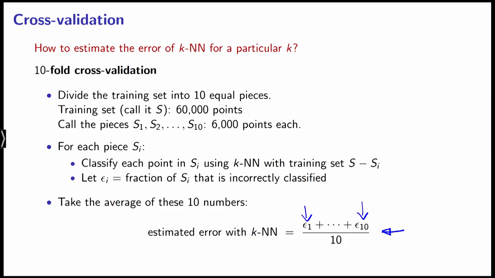What I've described here is called tenfold cross-validation, because we divide the data set into 10 equal pieces. But we could also do fivefold cross-validation, where we divide it into 5 pieces, so the 60,000 points would be divided into pieces of 12,000 points. Or we could do eightfold cross-validation or fourfold cross-validation, for instance. But this lets us choose k.